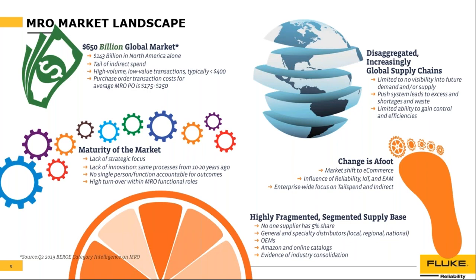MRO supply chain historically is very highly fragmented. It's a very segmented supply base. No single supplier in the MRO market space has more than 5% market share, which is another surprising statistic and pretty surprising to me. You've got general and specialty distributors, local distributors, regional distributors, national distributors. Then you have your OEMs, which in lots of cases are global in nature. With Amazon and other e-commerce catalogs, we're beginning to see a shift in industry consolidation, and it's mostly out of demand. You either shift or get on board, or you're going to be left behind.